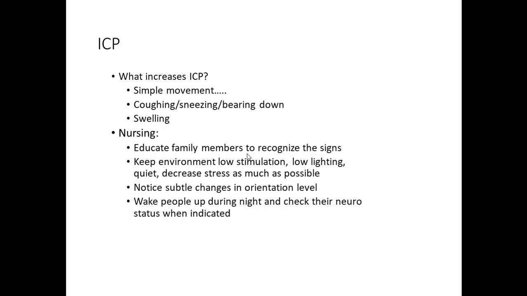What do we need to do as a nurse? We need to make sure we're educating the family members so that they're recognizing signs of the ICP increasing. Anytime we have a brain injury or something going on with the brain, we really need to keep the stimulation down: low stimulation, low lighting, quiet, and then try and decrease stress as much as possible in there.